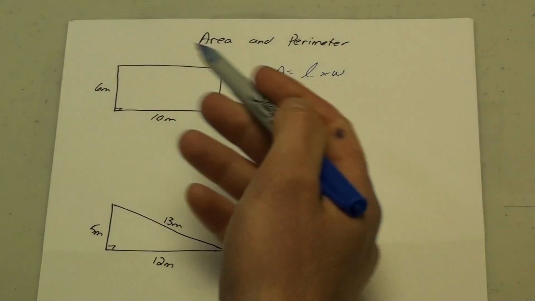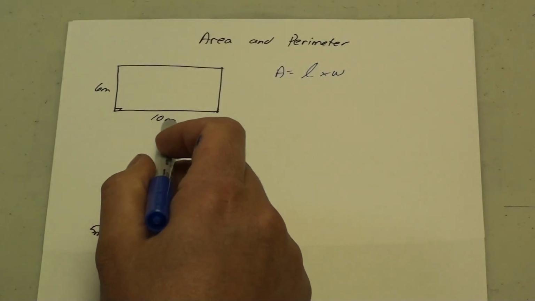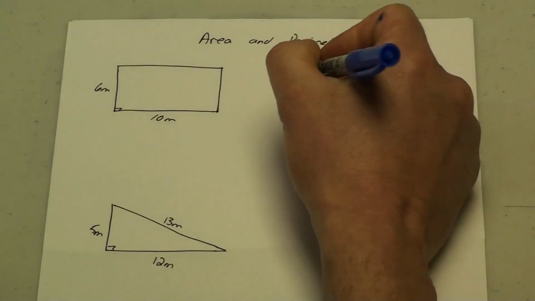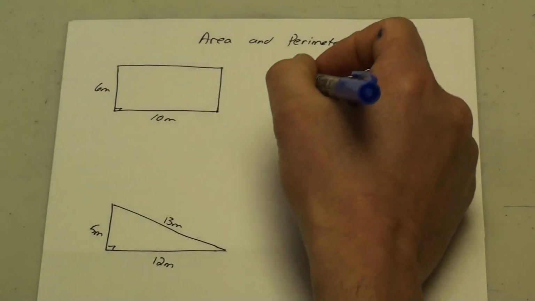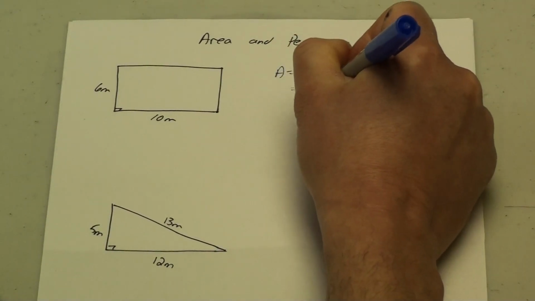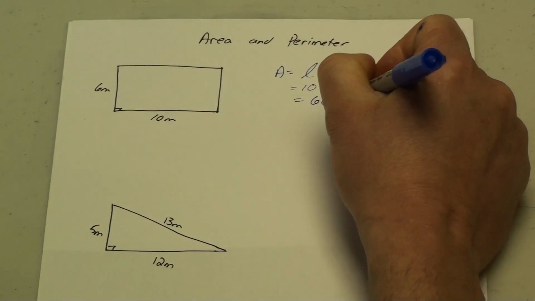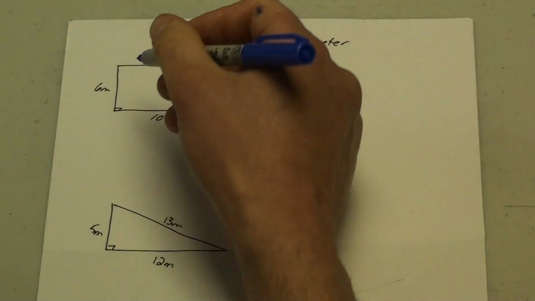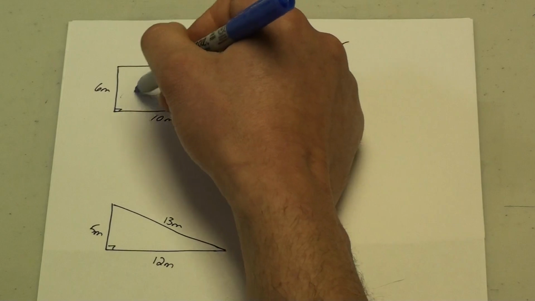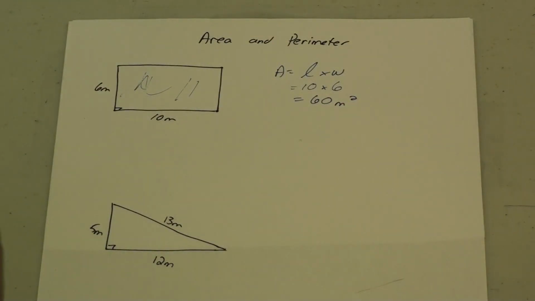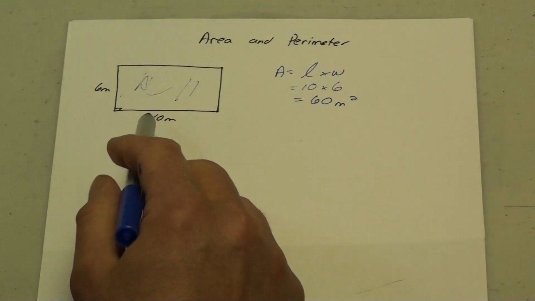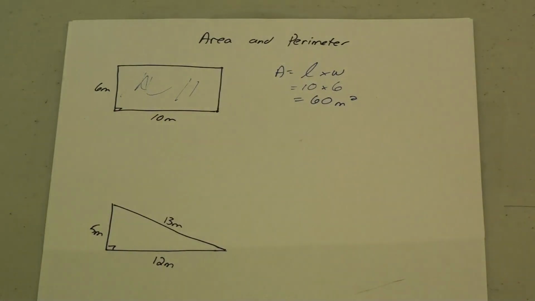So if you take your rectangle and your length is 10 and your width is 6, I'd have 10 times 6, as long as my units are the same, which would give me 60, and it's 60 meters squared. Area is all of the inside. How much space does that shape occupy in 2 dimensions? And it'd be 60 meters squared, 10 meters by 6 meters.